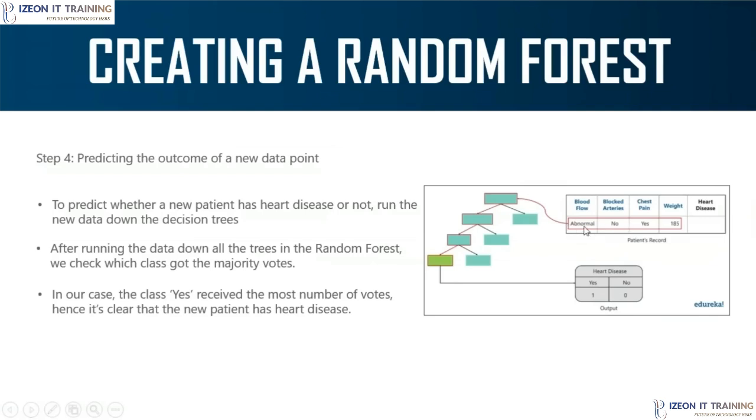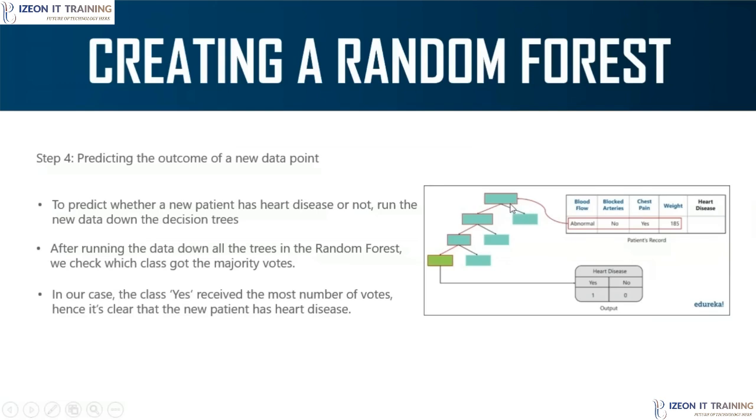Similarly, you'll run the information of this new patient through every decision tree that you created. Then, depending on how many votes you get for yes and no, you will classify that patient as either having heart disease or not. All you have to do is run the information of the new patient through all the decision trees that you created in the previous step, and the final output is based on the number of votes each class is getting.